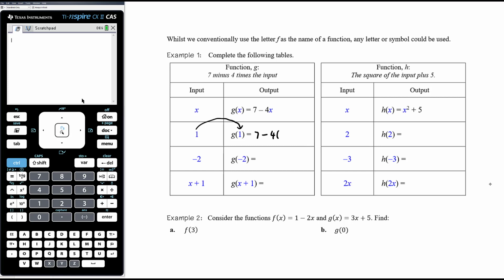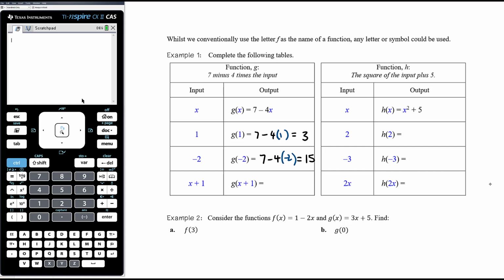Okay, so we're replacing the x's with 1's. The input, i.e. the x values, become 1. Okay, and 7 minus 4 times 1 is 3. So g of 1 equals 3. When x equals 1, y equals 3. Alright, again, g of negative 2 means doing 7 minus 4 times negative 2, which is 7 plus 8, which is 15. So g of negative 2 equals 15. When the input is negative 2, the output is 15, i.e. when x is negative 2, y is 15. The graph goes through the point negative 2, 15. All those things are the same.